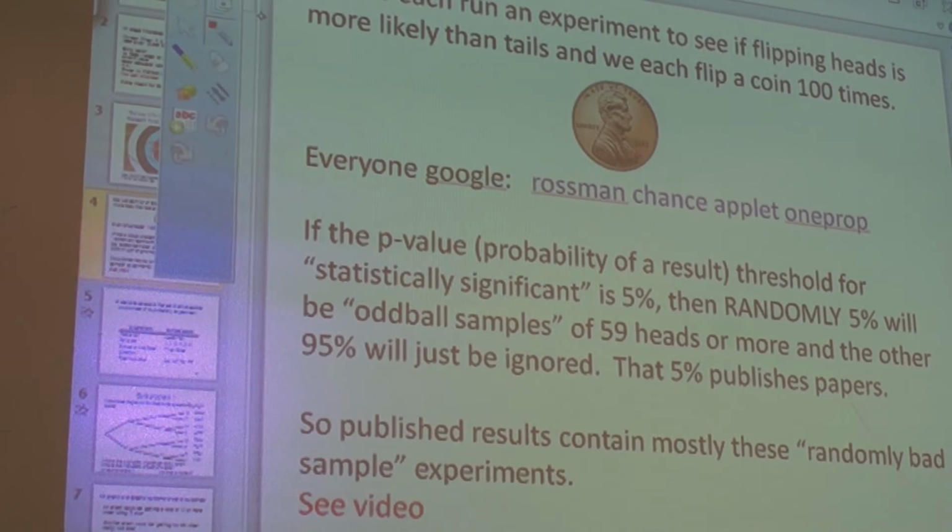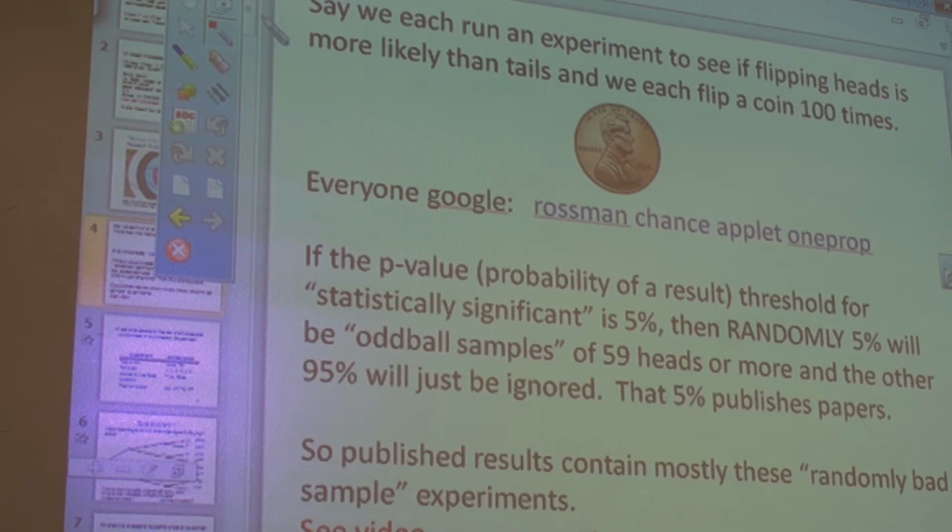So let's go ahead and look into this idea of things being unusual. I want you guys to all bust out your phones or your computers, either one, and Google. We're all going to flip a coin 100 times. Every one of us is going to flip a coin 100 times, but we're going to do it electronically. So Google Rossman Chance applet, one prop. That'd be easier if you did one prop also.